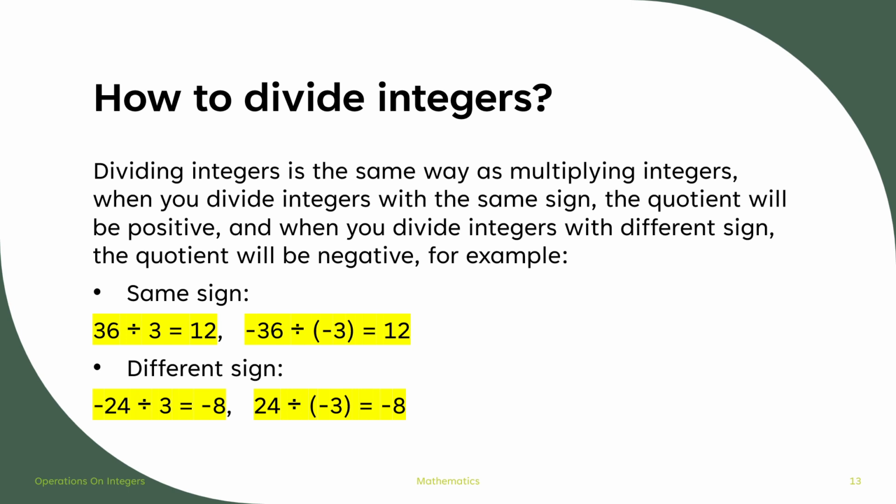36 divided by 3 equals 12. Two positive integers, we divide them to get positive 12. Negative 36 divided by negative 3 equals 12. Two negative integers, we divide them so to get positive 12. Different sign. Negative 24 divided by 3 equals negative 8. One negative integer and one positive integer, we divide them to get negative 8. 24 divided by negative 3 equals negative 8. The same way, the same thing I mean.